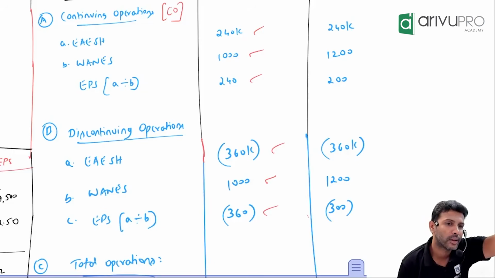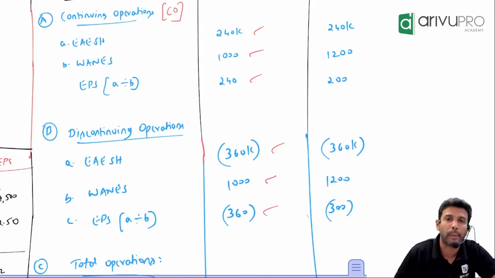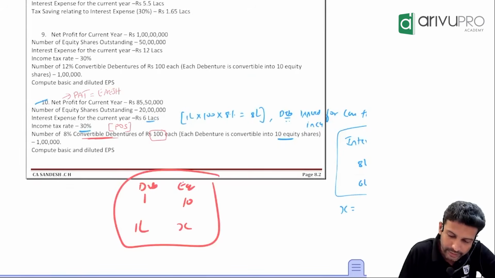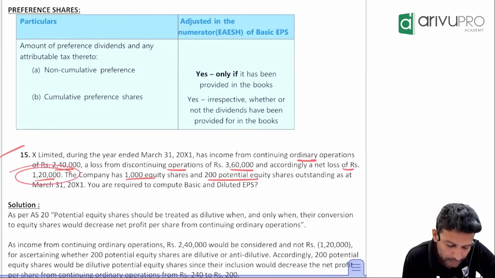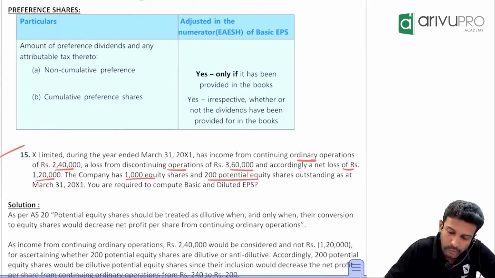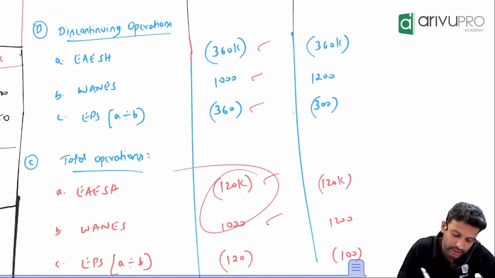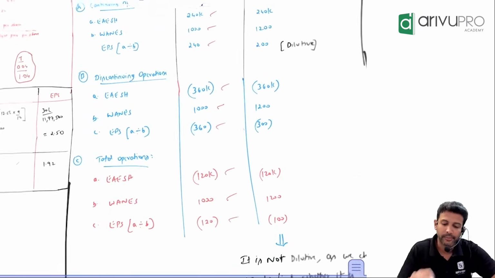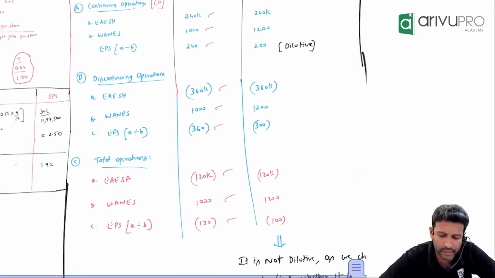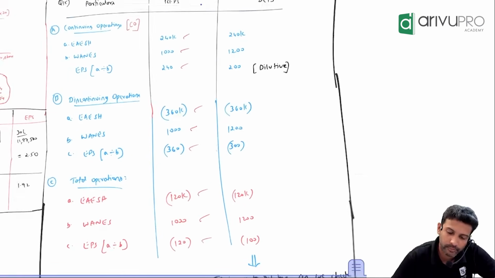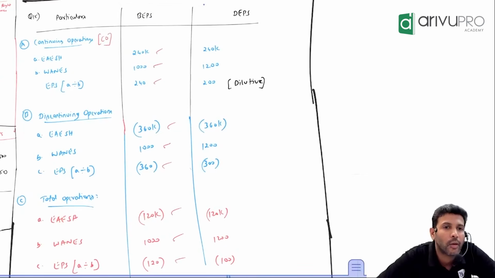Next is what? TO. TO means total operations. From total operation at net level, company made a profit or they made loss? Net, company made loss of 120. How many shares company still has? 1000. Calculate. How much is that? 120. This is a number. All the numbers were given. We just populated that. Now this is for BEPS.